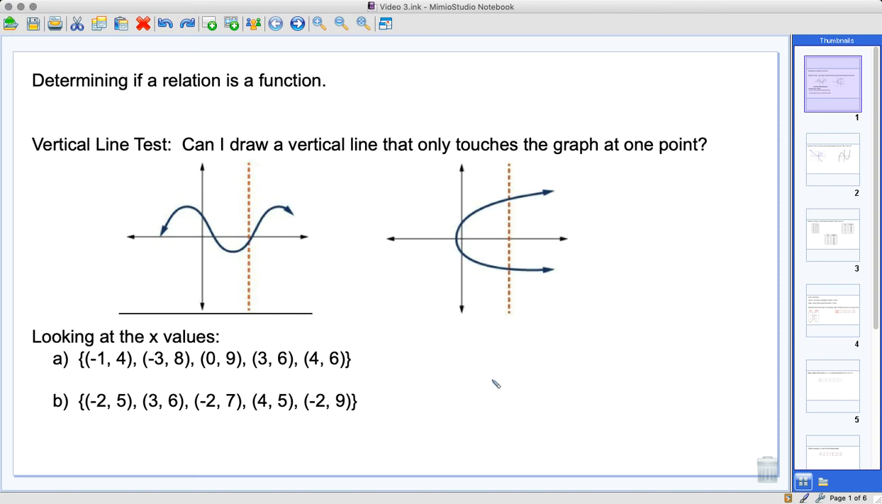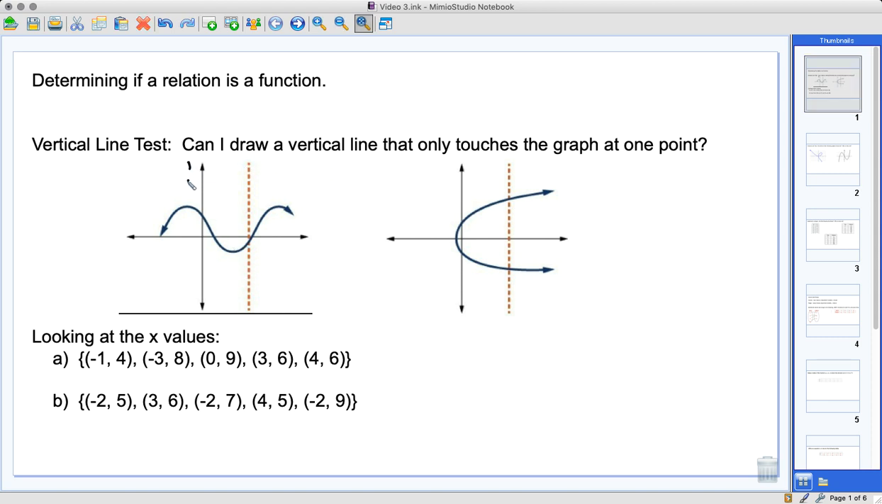All right, so today we're going to talk about determining if we can make a relation a function. So there are two ways. First way is the vertical line test. Can you draw a vertical line that only touches the graph at one point? Okay, so this first picture is an example of yes. This one would pass the vertical line test.